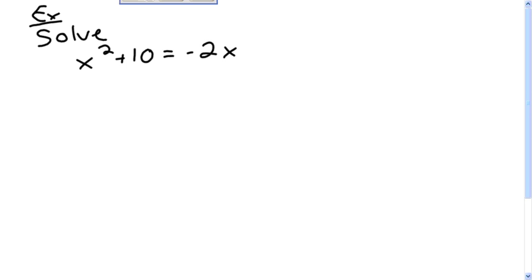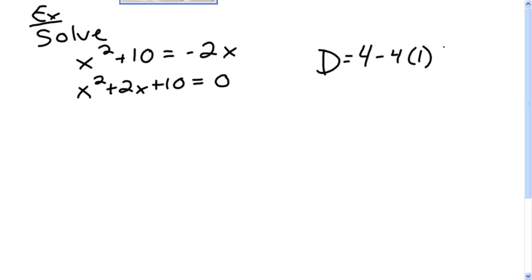Last problem. Solve x squared plus 10 equals negative 2x. In order to solve this, I have to have it set equal to 0 because there's an x and an x squared both in here with a constant. So add that 2x over: x squared plus 2x plus 10 equals 0. Doing my discriminant test, b squared minus 4ac: 4 minus 4 times 1 times 10.